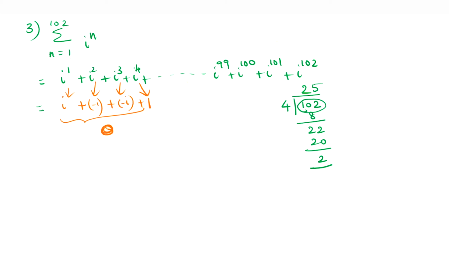So for every consecutive 4 terms that we add, we get 0. So here 102 terms we are having. So for every 4 terms we add, we get 0.